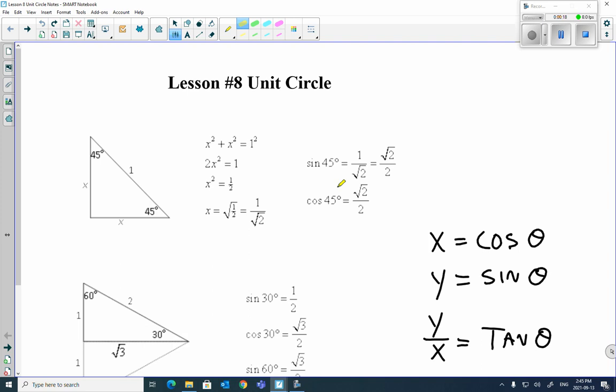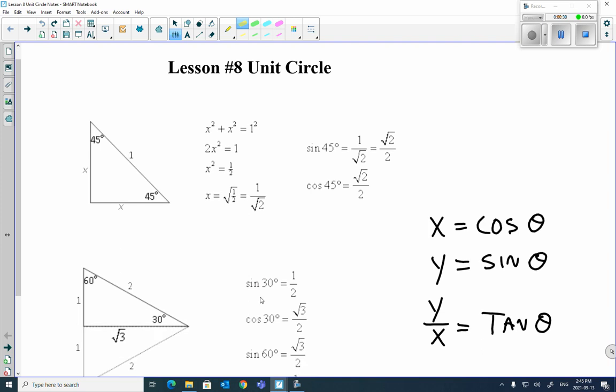So a couple things let's deal with. We got x is cosine, y is sine. Easy way to remember this: alphabetically, x comes before y, cosine comes before sine. Easy way to remember it. Tangent is just the y over the x. So we have the two angles here that we're going to deal with, 45 and 30. We'll come back to that in a sec.